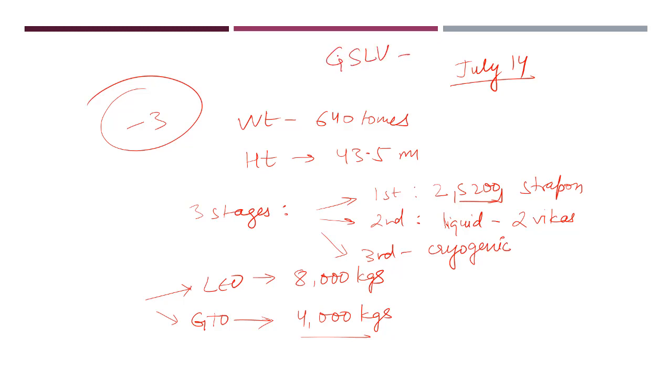But there is another category of launch vehicle which is now being used by ISRO. It is called the small satellite launch vehicle, that is SSLV. Why did ISRO want to develop the small satellite launch vehicle? The reason is, first of all, the cost of PSLV and GSLV is very high. The cost of SSLV will be very low as compared to GSLV and PSLV.